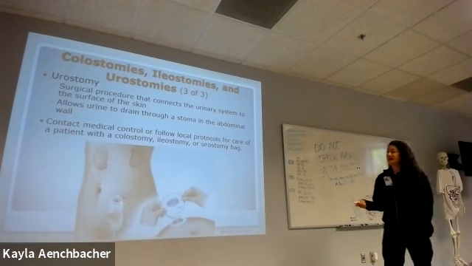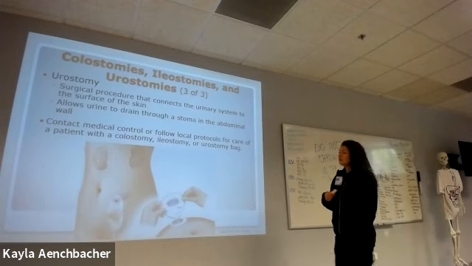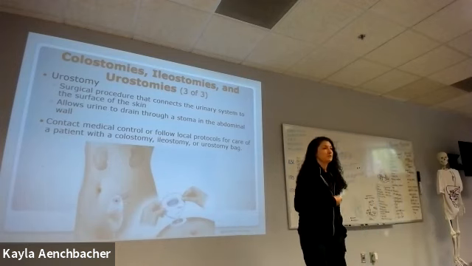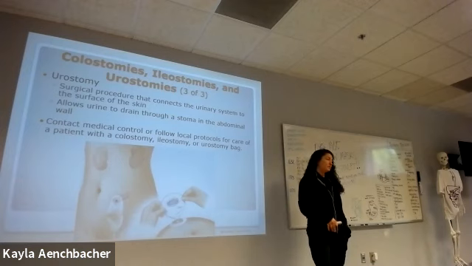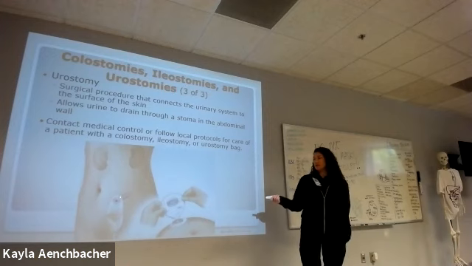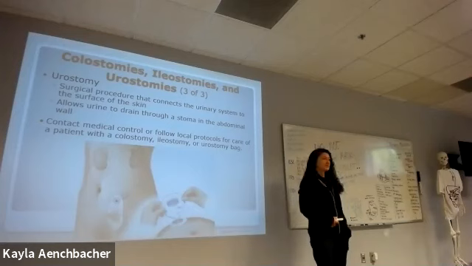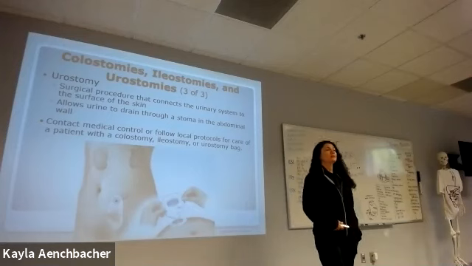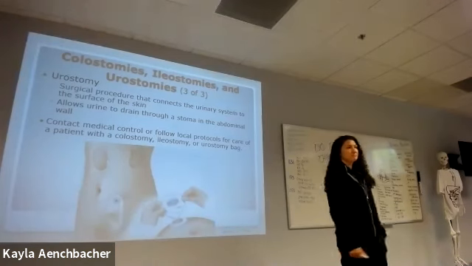Urostomy is the same exact thing, except instead of collecting fecal matter, it collects urine. So something about the urinary tract is not effectively working. So they'll bypass, and instead of it coming out the external urethra, it typically is collected right here. They call it a suprapubic placement.